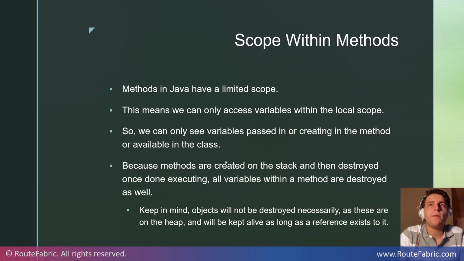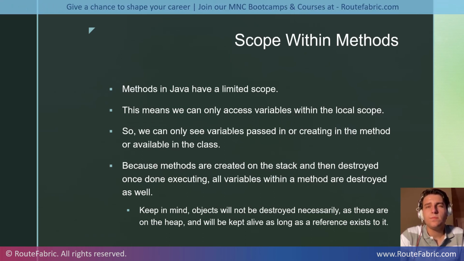So we also need to talk about scope within methods. This is actually very important to keep in mind when we're writing methods in Java. Methods in Java have a limited scope. What does this mean? This means that we can only access variables within the local scope of that method. Any variables declared within that method, we can access. Any variables passed in to that method, we can access. And any variables within the class that method exists in, we can access. So we can only see variables passed in, created in the method, or available in the class.